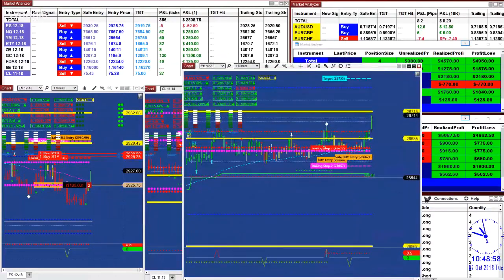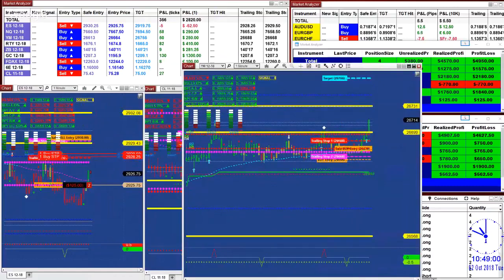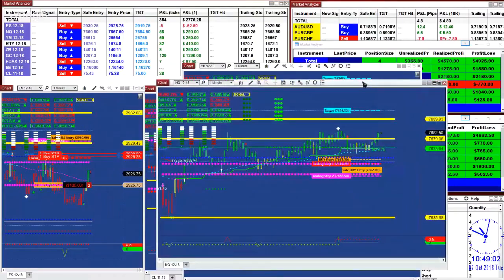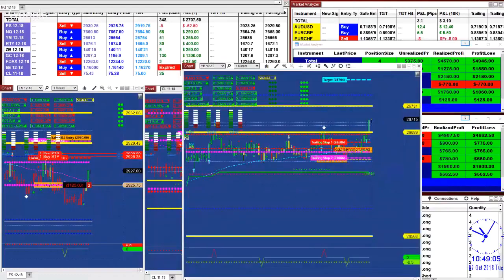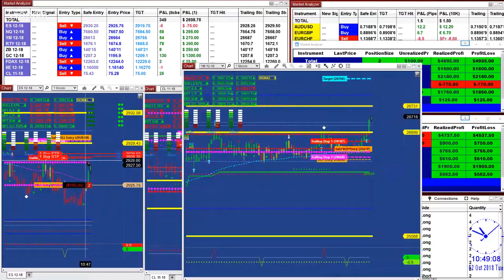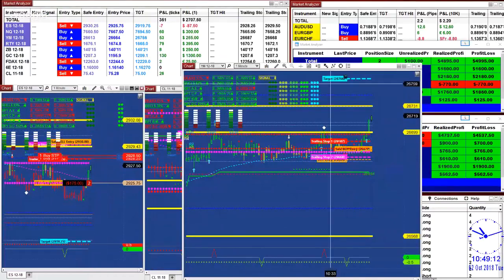And now look at this. The Nasdaq is climbing, the target is over. So this is the deadline for the ES. If it's going to break it, it's going to break it. This is it. It's over. Nothing we can do.